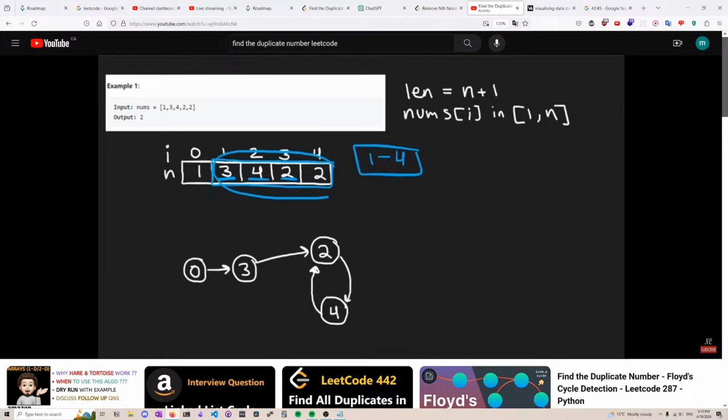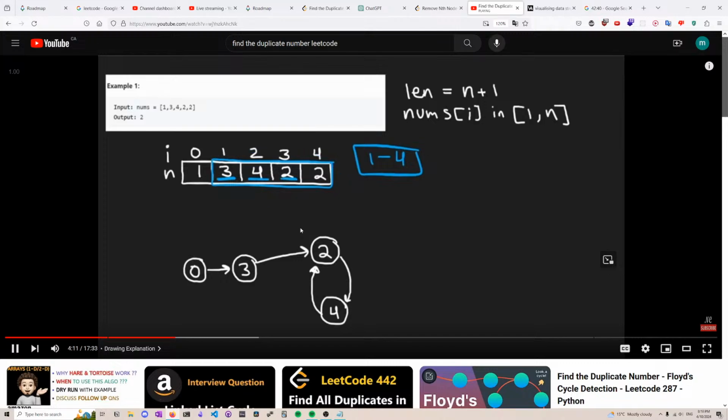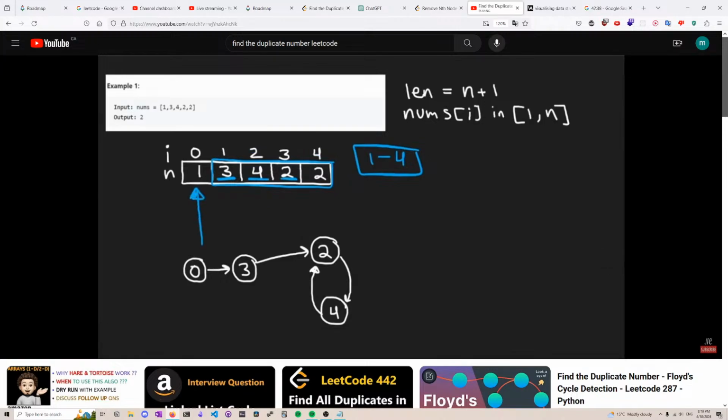So this portion is going to form a cycle in the linked list somewhere, right? What about this value? Is this going to be a part of the cycle? Notice how nothing is ever going to point at index 0, because remember, our range is between 1 through 4. None of them is going to be 0, so none of them is going to point here. So we can guarantee that this is not going to be a part of the cycle.